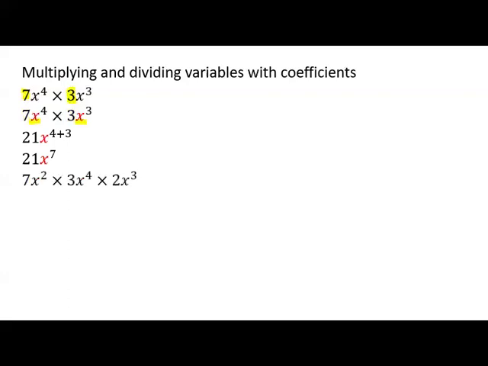Try this one. You'll first multiply 7 with 3 and 2. 7 times 3 will give you 21. 21 times 2 will give you 42. But when it comes to the x's, you write as a variable, but you add the exponents. So we'll write it as x and then add 2 plus 4 plus 3, which will give us 9. So it'll be 42, x to the exponent of 9.